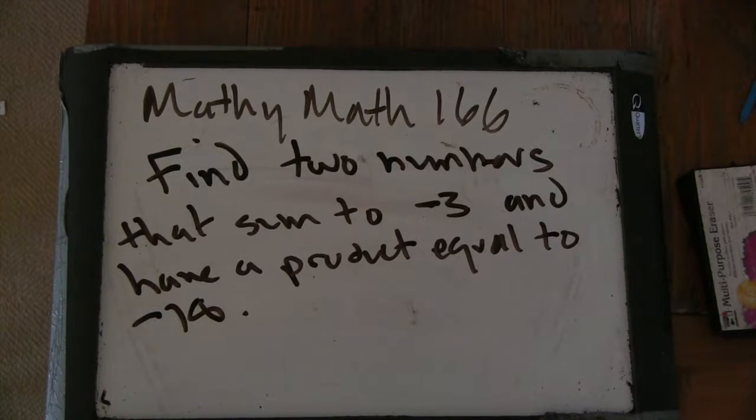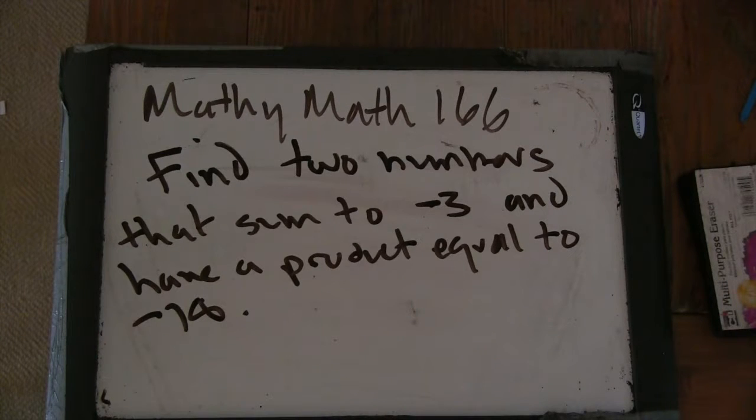So we've been talking about sums and products of roots, right? Here's a question we did yesterday, we're going to do another one, another couple today. Find two numbers that sum to minus 3 and have a product equal to minus 18.